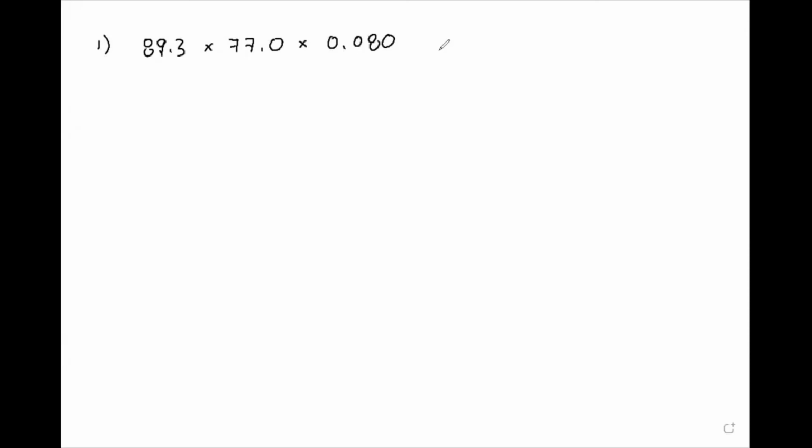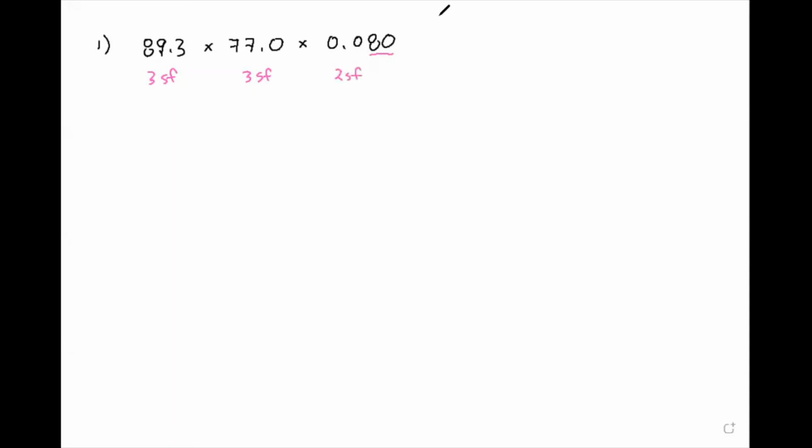So to do that, you want to count how many sig figs are in each number. So we have 3 sig figs in 89.3. We have 3 sig figs in 77.0. This 0 counts because it's after the decimal point and after a non-zero digit. And then in 0.080, we only have 2 sig figs. These 2 zeros that come before a non-zero digit instead of after, they don't count. They're leading zeros. So we have 2 sig figs here.